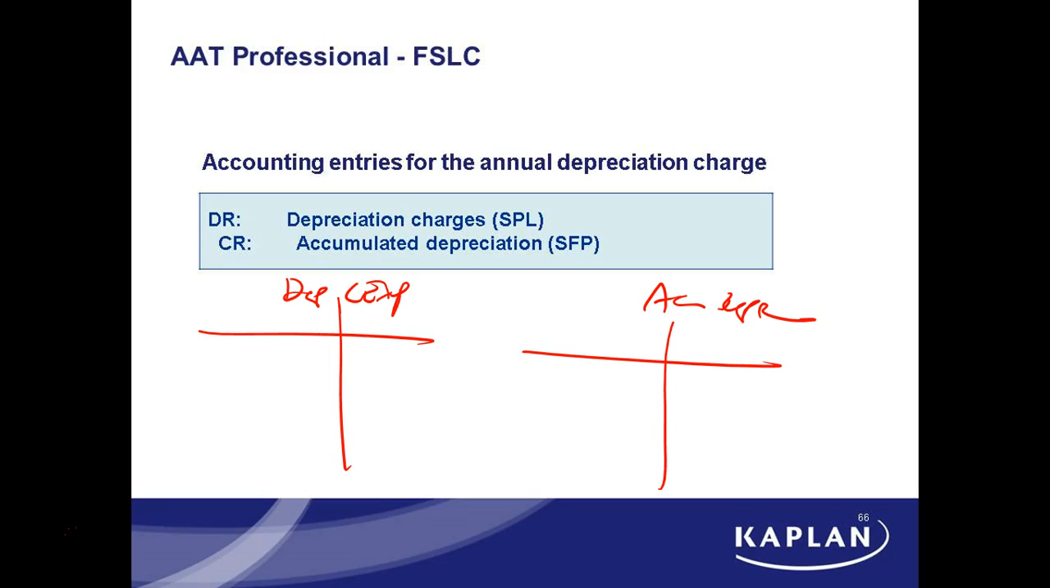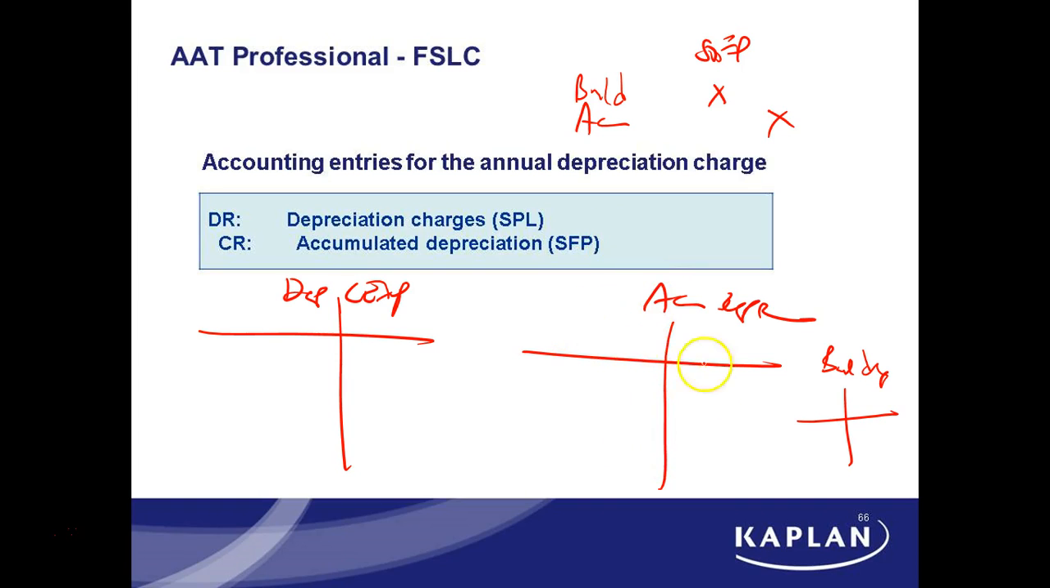So in your statement of financial position, you will always see something like building and accumulated depreciation, right? And this is the debit and this is the credit. So the two are kind of connected together. We keep them separate, the building and the accumulated depreciation, the same way we keep purchases and purchase returns, and sales and sales returns, separate. We don't put them together.